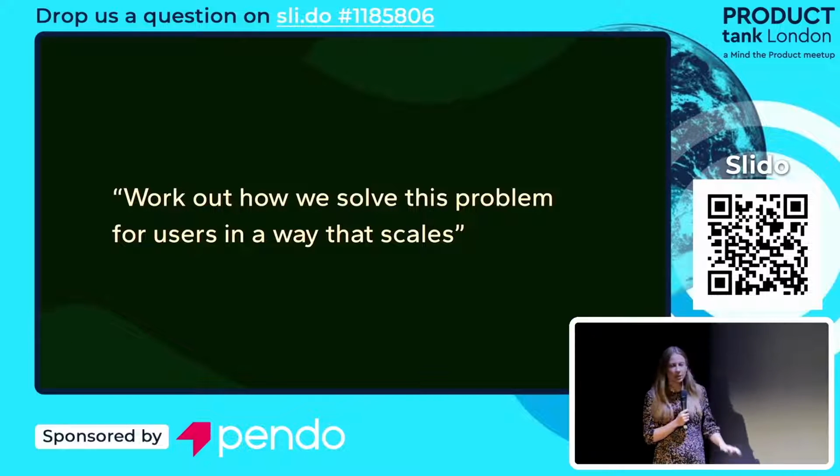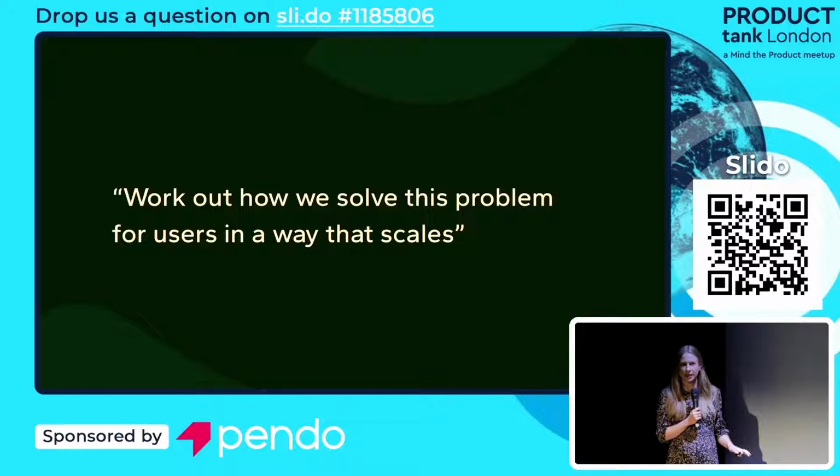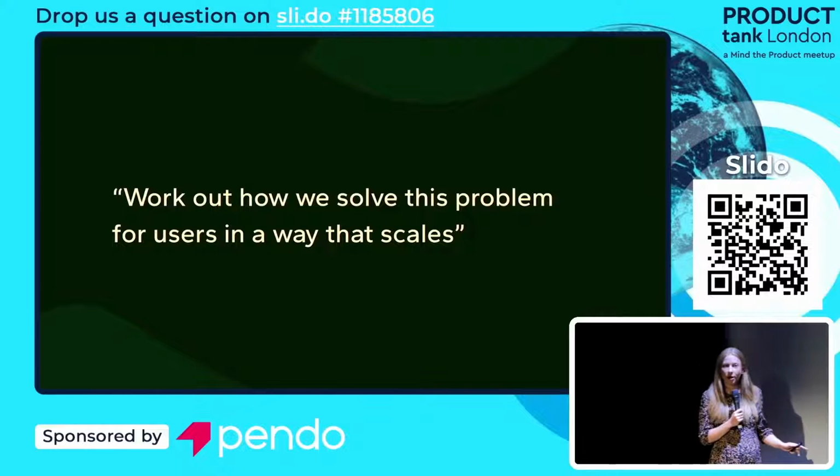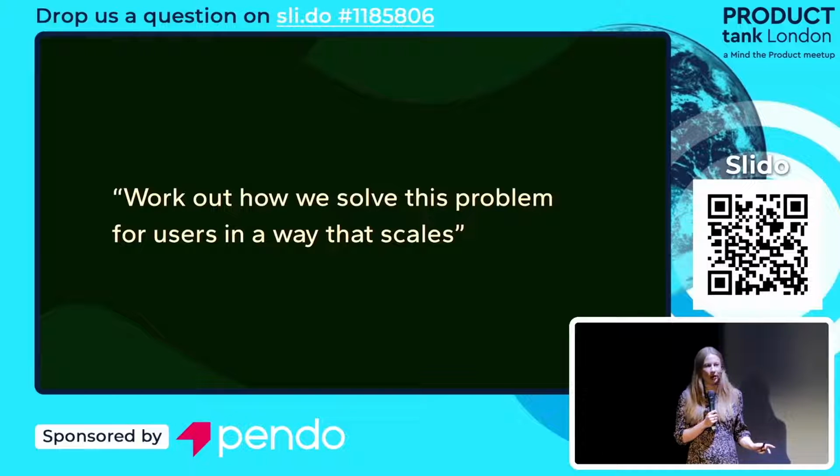into a world where someone might come up to you and say, okay, we need to work out how to solve this problem for users in a way that scales. We need millions of users. We need to go from naught to lots of revenue very, very quickly. And that's a really exciting place to be as a product manager. It can also be a really terrifying place to be, particularly if you come from a world where you've got a lot more data.